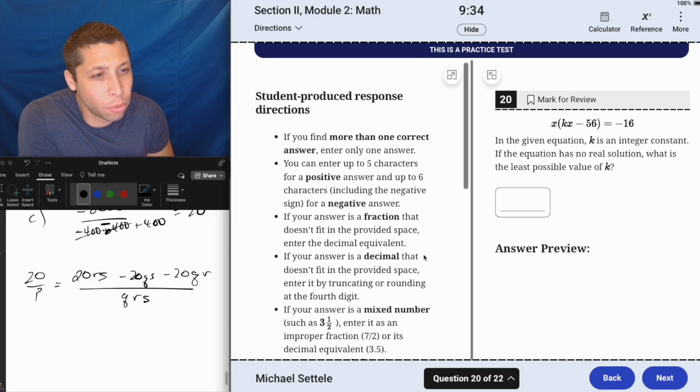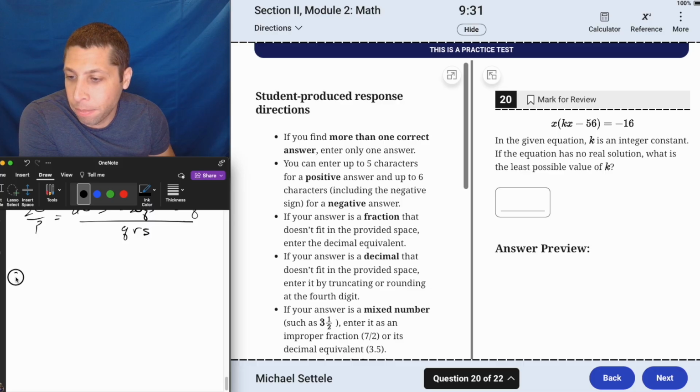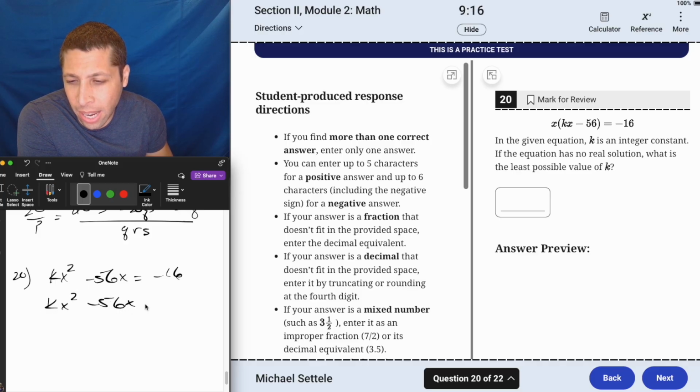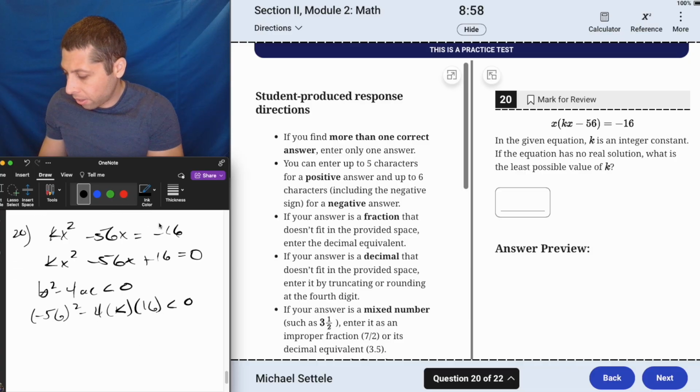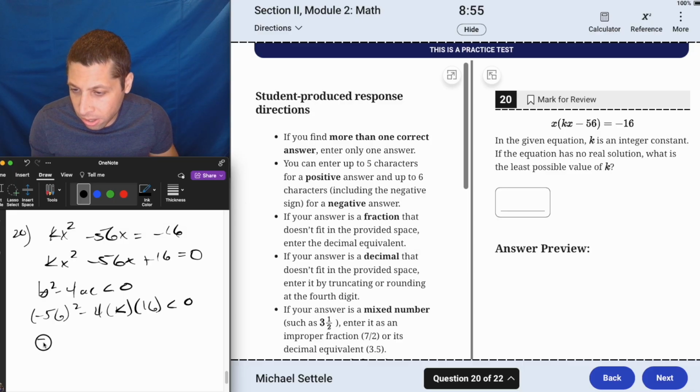The equation, K is an integer, no real solution, what is the least possible value of K? Okay, easy. Easy. I should have been skipping around this whole time. So kx squared minus 56x equals negative 16. Let's add that over. So kx squared minus 56x plus 16 equals 0. Discriminant, no real solution. So b squared minus 4ac is less than 0. So negative 56 squared minus 4 times k times 16 is less than 0. So 56 squared is 3136 minus 4 times 16.